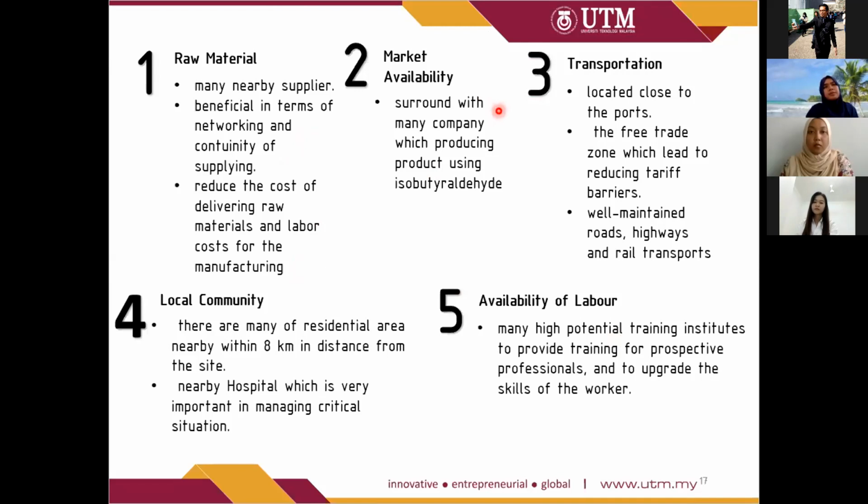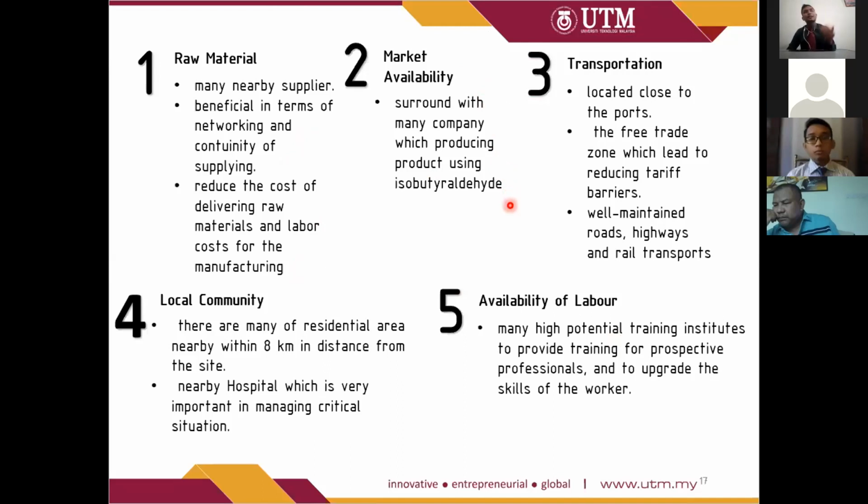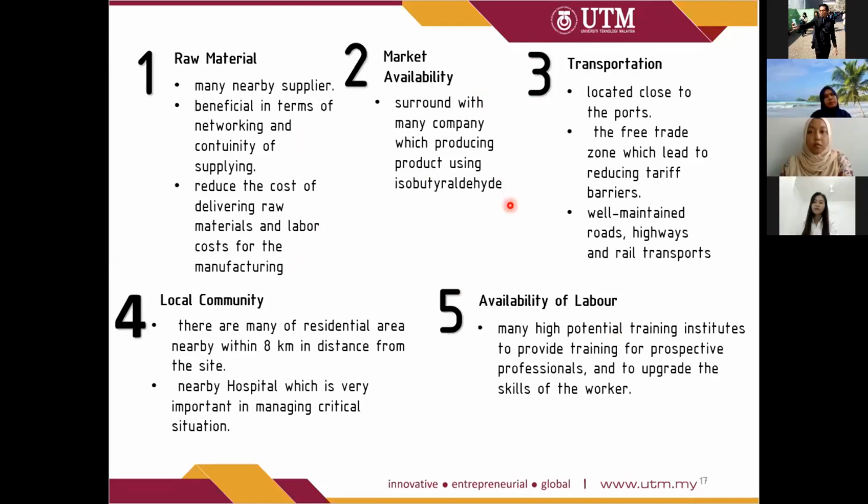The second one is market availability. It's surrounded by many companies producing products using isobutyraldehyde, such as Nippon Paint. They produce paint and coating. And for transportation, it's located close to the ports, and the port is a free trade zone, which leads to reduced tariff barriers, and also near well-maintained roads, highway, and railway transport.